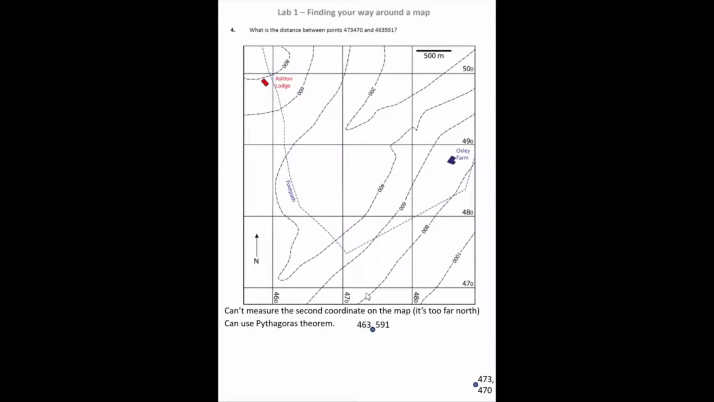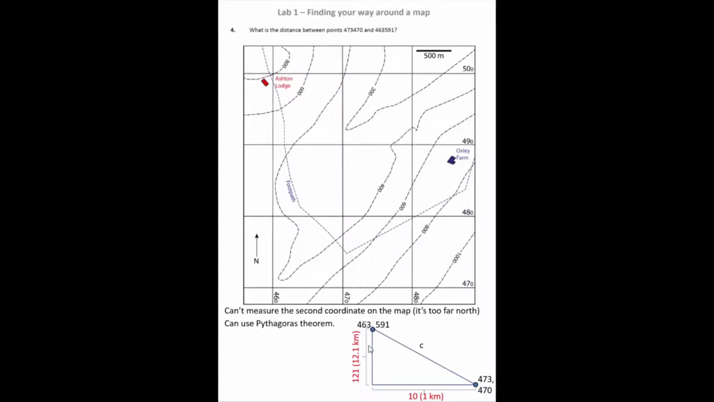For these two coordinates, we've got 473, 470 here, and then we've got 463, 591 up here. So what we can do is take the difference in the easting coordinate, so take 463 from 473, that tells us that distance is 1 kilometer. And then we can take the difference in the y coordinate, which is 591 from 470, and that tells us that distance is 12.1 kilometers.